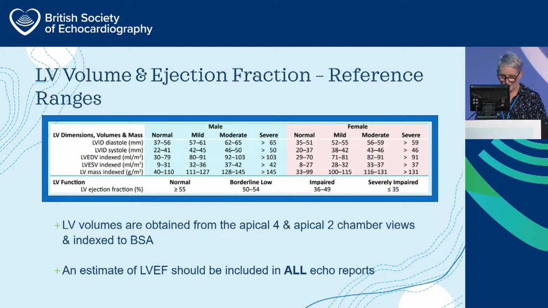And just a quick slide with the normal ranges on again. So we should include an estimate of left ventricular ejection fraction in all of our echo reports, ideally with Simpson's biplane, but obviously if the image quality is suboptimal, then we can give a visual assessment. Usually try and give a range of about 5% if you're going to give a visual assessment.